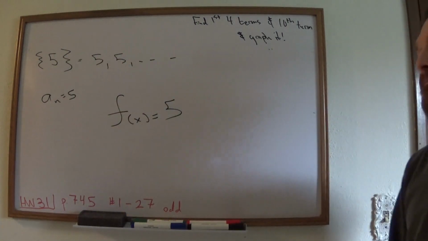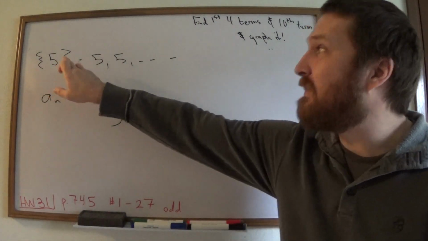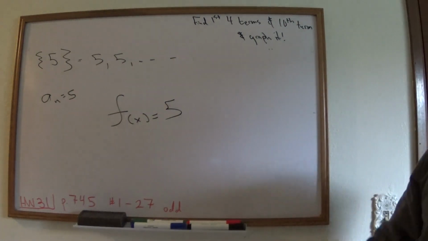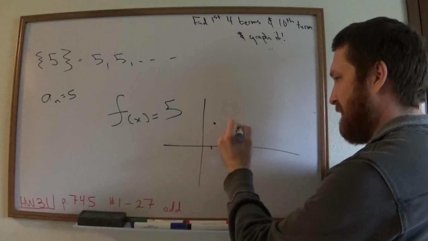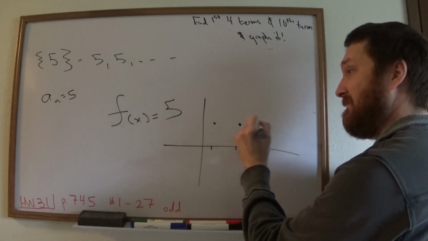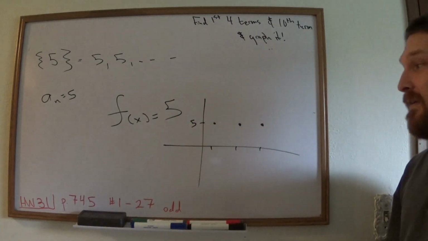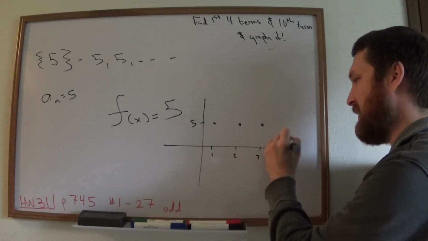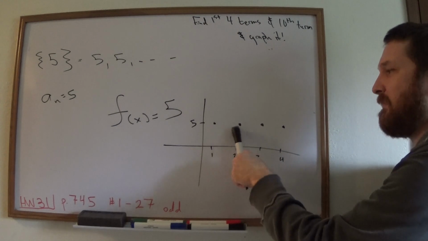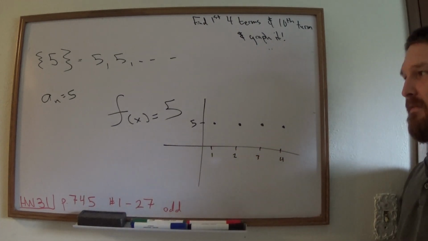That's what's going on there. Okay, but it is an infinite sequence, so there's infinitely many 5s. And if we wanted to graph it, 5, 5. It is not a straight line, right? Because this is an infinite sequence. It's only defined on 1, 2, 3, 4, and so on. So it's infinitely many points at 5.